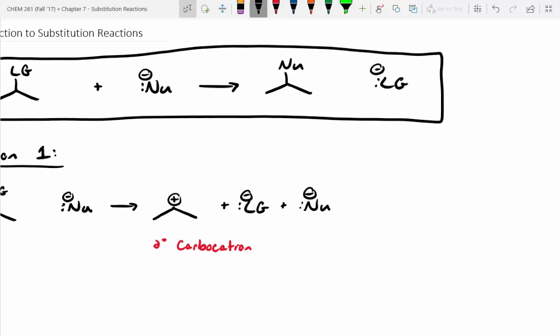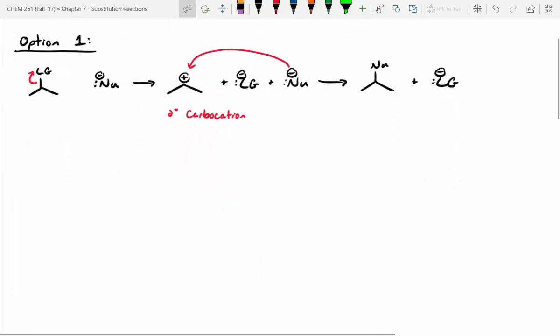All right, and then what do you think the last step will be in order to get to our product? The nucleophile attacking the positive. Yeah, the nucleophile will attack that positive center. And now when we do this, the nucleophile will have a covalent bond, and our leaving group will still be hanging out with the negative charge, right? So that's mechanism one. I think that's perfectly reasonable.